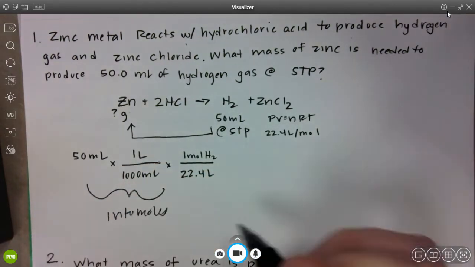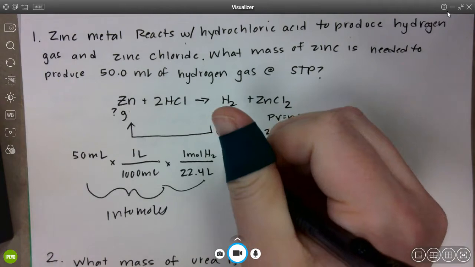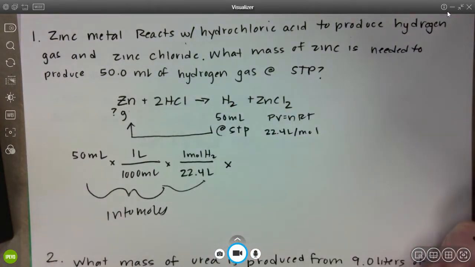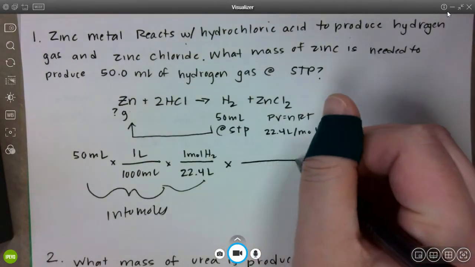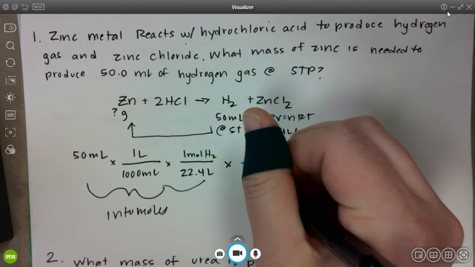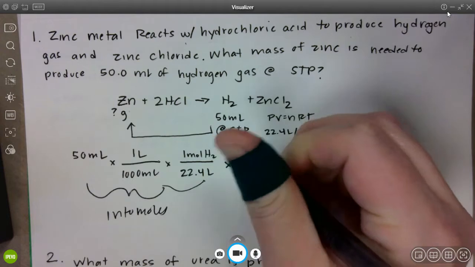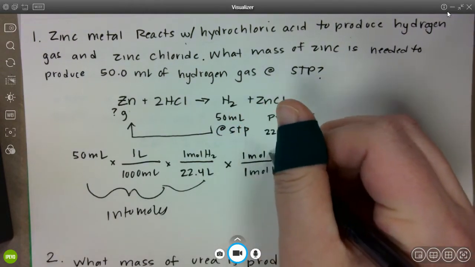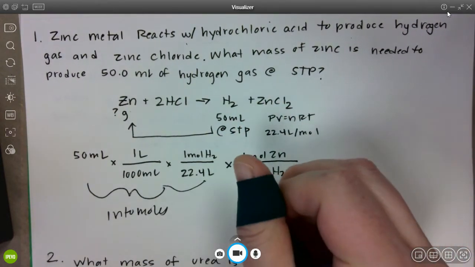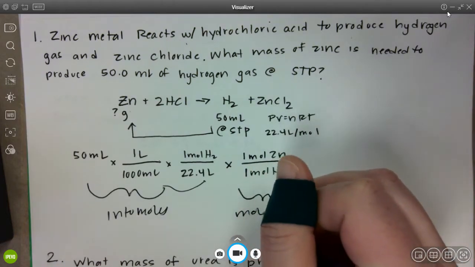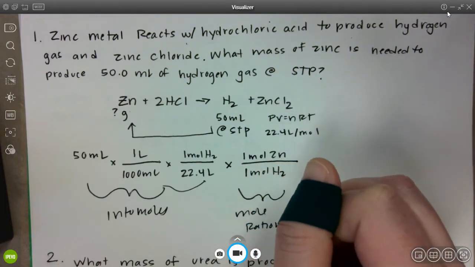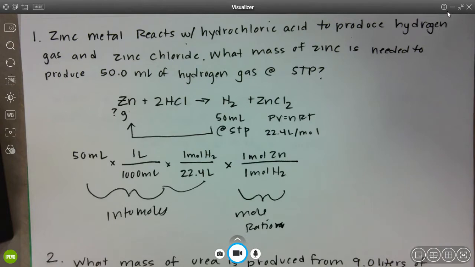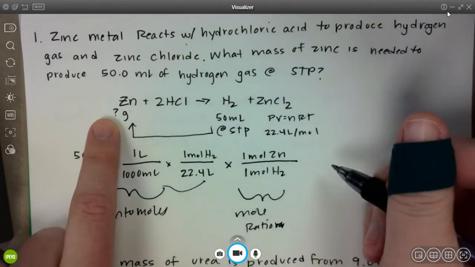So now I'm into moles with this step here. Then I'm going to hit it up with my mole ratio, and I'm going to zinc here. So it's a 1-to-1 mole ratio for every 1 mole of H2. I need 1 mole of zinc to make that happen. So again, mole ratio. Okay. And then I need to solve, and it's asking me to go to grams.